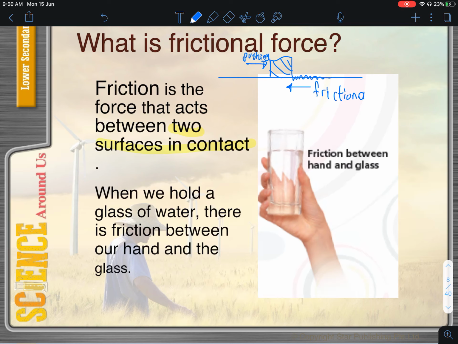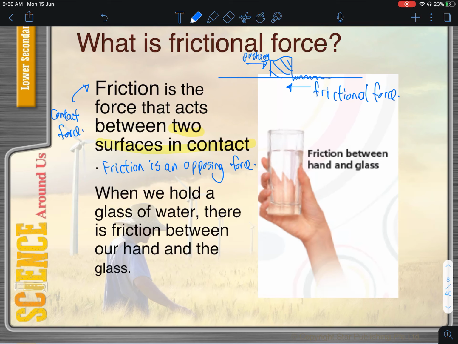So what exactly is frictional force? Frictional force is an opposing force, and it happens when there are two surfaces in contact. So it's another example of a contact force.